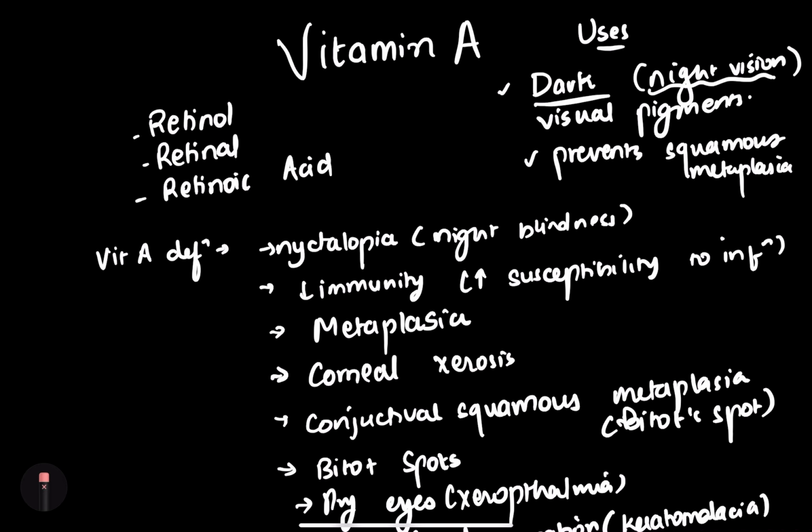So, uses. Vitamin A is found in the visual pigments that are used for dark vision. That is why it is used for night vision. It prevents squamous metaplasia because it helps in normal differentiation of epithelial cells into specialized tissue, and thus it prevents squamous metaplasia.